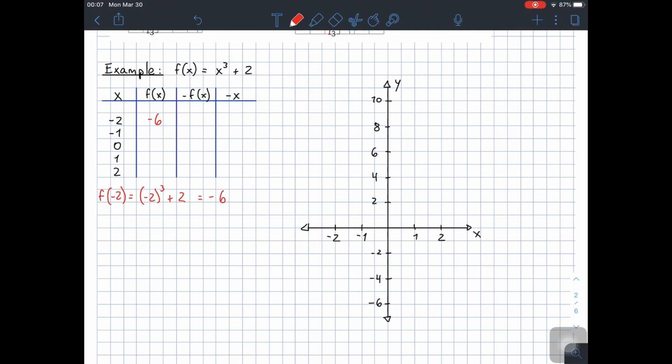This would be negative 1 plus 2, this is 1. 0 plus 2, this is 2. 1 plus 2 is 3. 2 cubed is 8 plus 2, 10. Okay? So we can plot these points into our graph. The first point, negative 2, negative 6, is here.